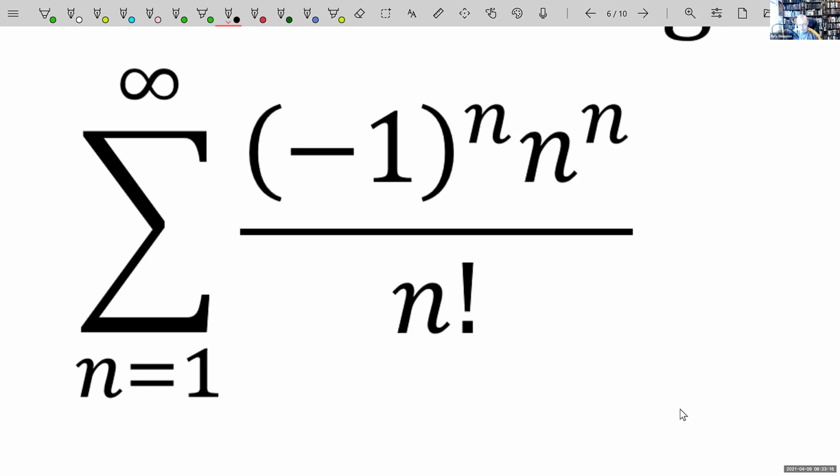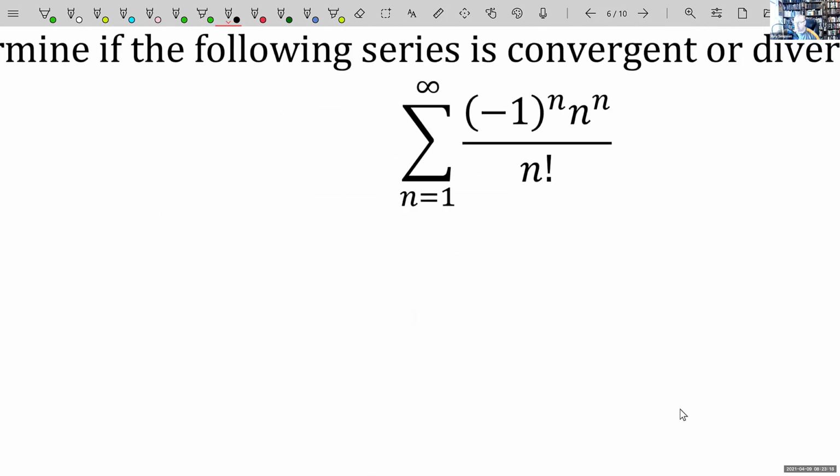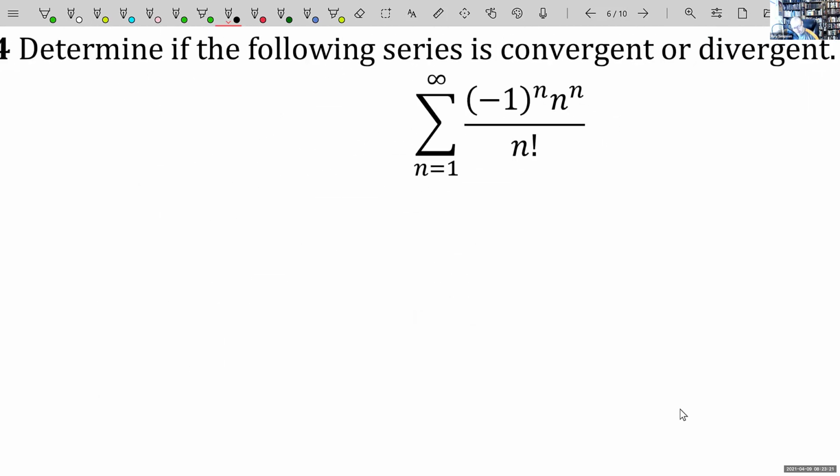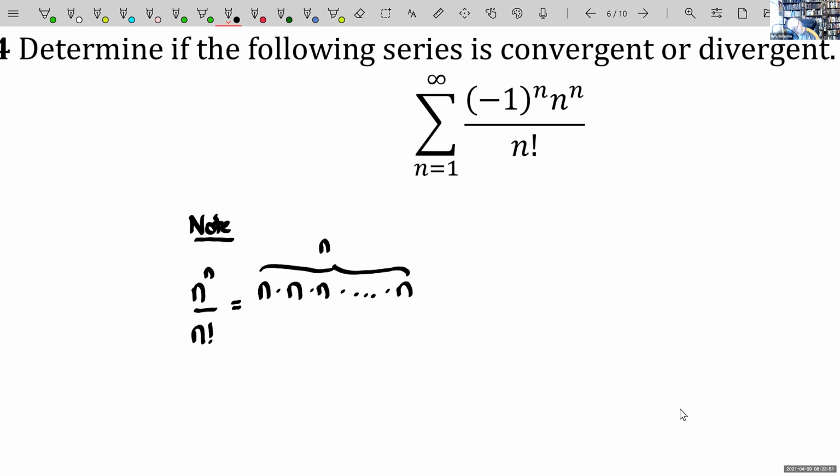To prove that this diverges, let's just go ahead and showcase it this way. I'm going to just say, note that n to the nth over n factorial is equal to n times n. I like to do it the same way, basically, that I did the other day, although this is slightly different. The other day we had n factorial over n to the nth. Today we have its reciprocal. So we have n times n times n times n times n, and this is done n times.